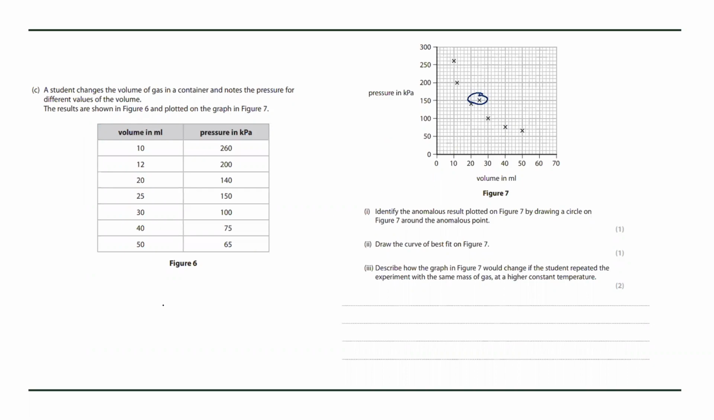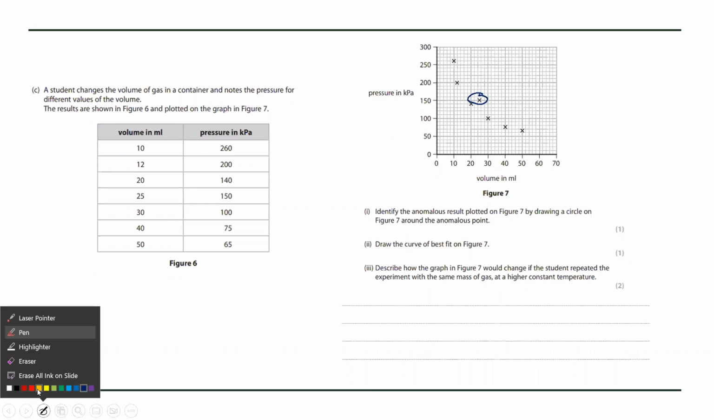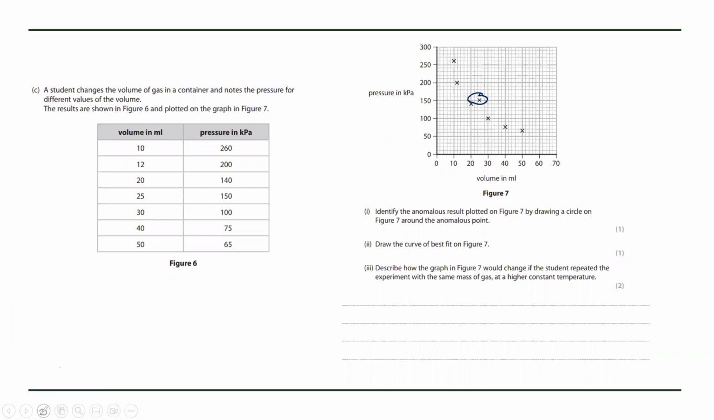Draw the curve of best fit. Yes, a curve, not a line. So let me just get some kind of pen. Curve of best fit. So here we go, I'm using a graphics tablet, so not to be exact. We're going to go through. I've got a wiggliness. It's not a line, it's a curve.